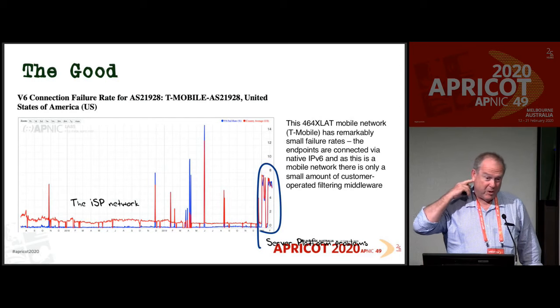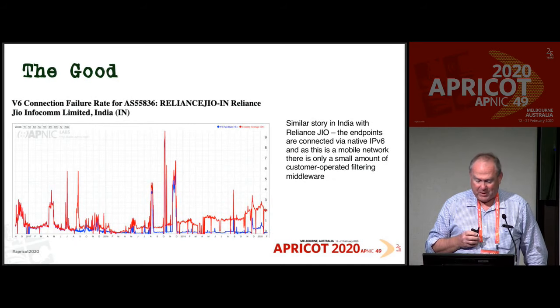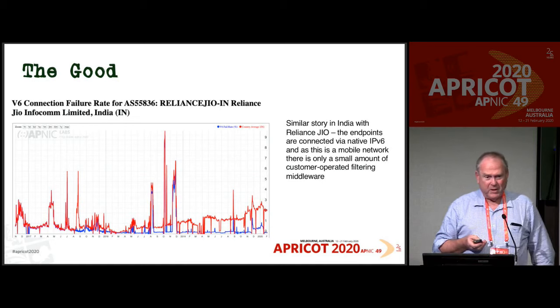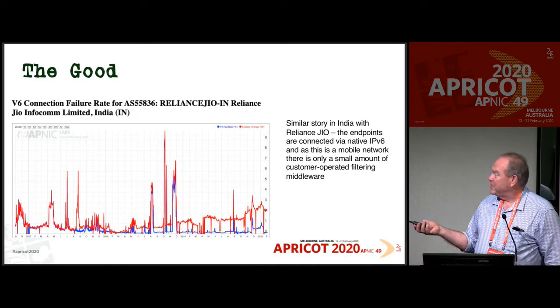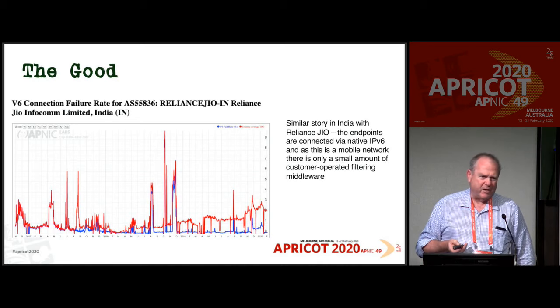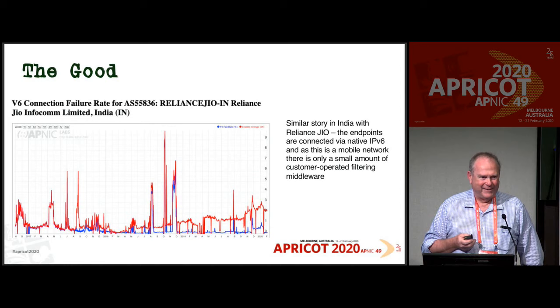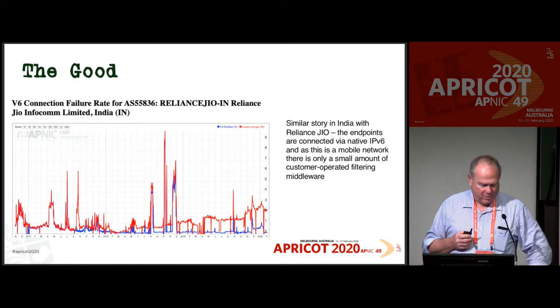Here's a different picture, because it's not global. One of the other ones that does 464XLAT is our friends in India, Reliance Jio. Exactly the same thing. A V6 substrate, that's the country level of failure, but Jio is brilliant. Oddly enough, again, a slight rise. I suspect it's routing once more. But in this case, it's got better. Yay. But if it's going wrong, none of you will notice it because none of you are looking.